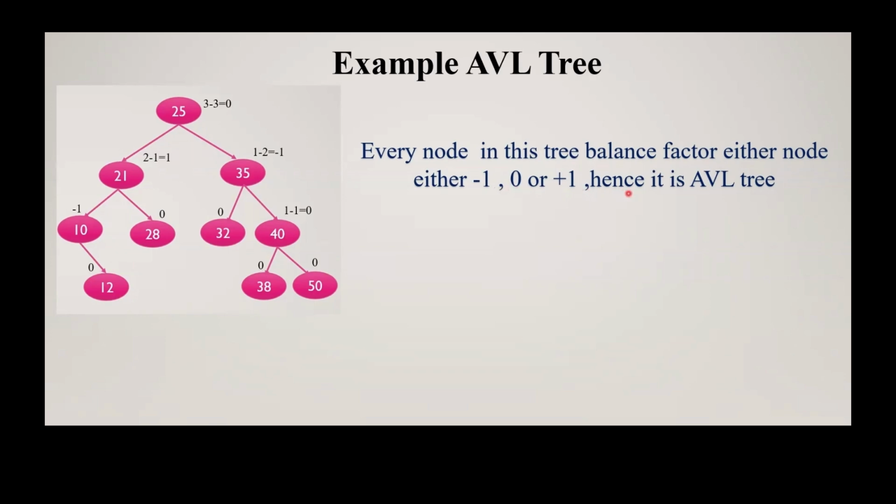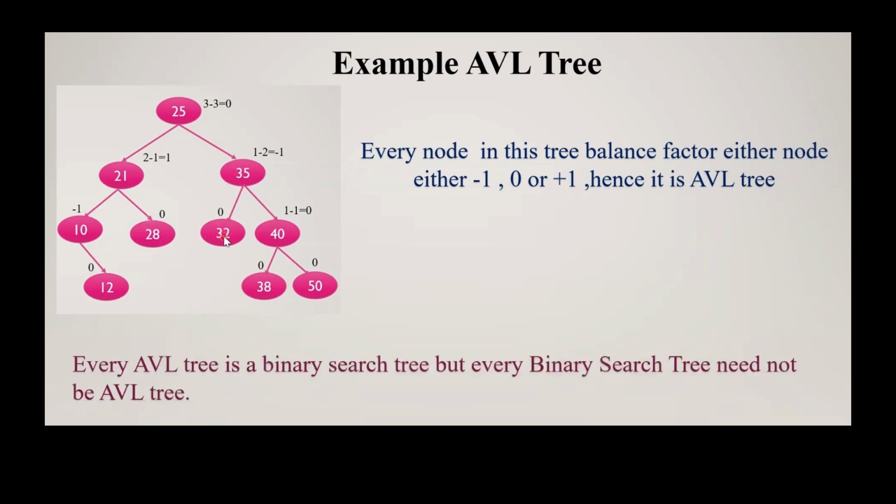Now the next question: is every AVL tree a binary tree, or is every binary tree an AVL tree? We have to check. Right now it is an AVL tree, but it is a binary search tree also. But we cannot say that every binary tree is an AVL tree. So every AVL tree is a binary search tree. Binary search tree means all the left children are less than the root and the right children are greater than or equal to the root, the parent. But every binary search tree is not an AVL tree.